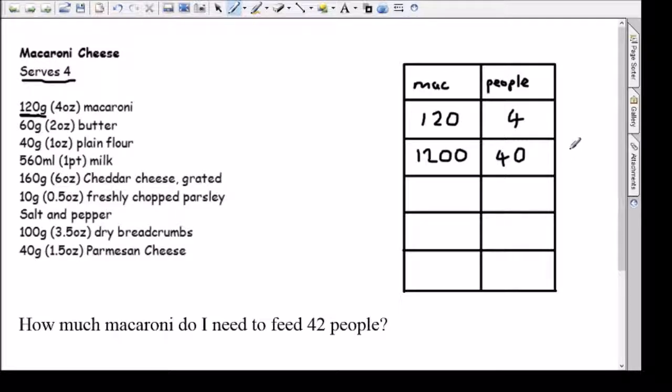So that leaves me with 2 short because I'm looking for the amount for 42 people. 4 to 2 is an easy one. If I half the 4, I get to 2. So if I half the 120, I find how much I need. Okay, so I know how much it is for 40 people, I know how much it is for 2 people, so if I add those up, I get 42, which means I have to add these up. 1, 2, 6, 0. So the answer is 1,260 grams.